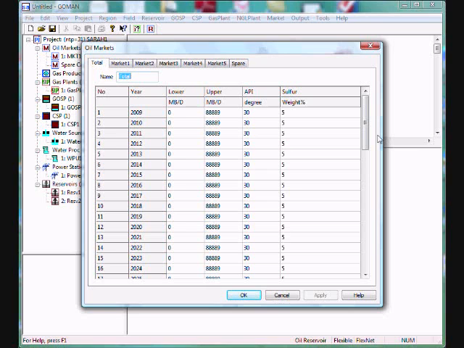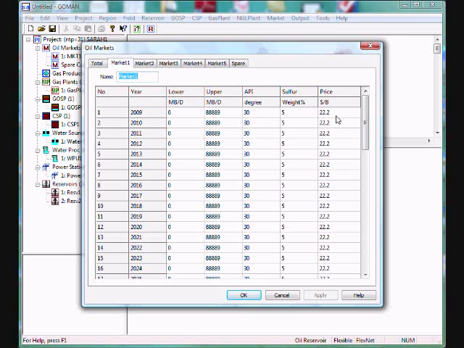For oil markets, Goman allows you to define up to 5 different markets and a spare market. And for each of these markets, you can define a lower and upper bound. So here by default we don't define any bounds. The API degree of the crude going into that market, the maximum sulfur content of the oil going into the market, and the price per barrel of oil going into that market.